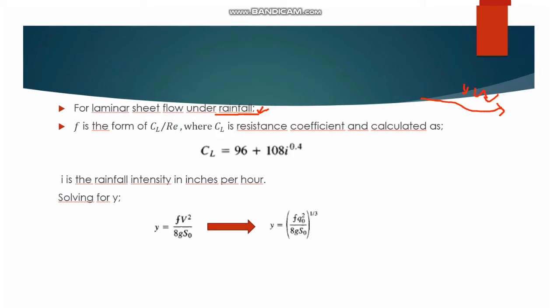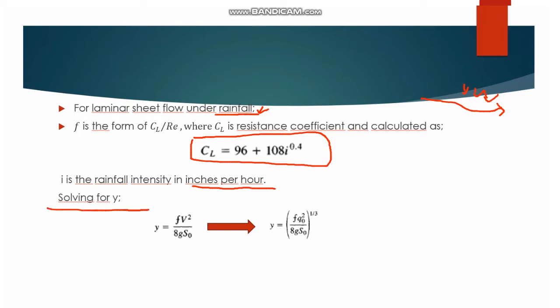CL over Reynolds number, where CL is the resistance coefficient, calculated with this empirical formula from experiments. CL is equal to 96.108 times the rainfall intensity to the power 0.4. So it increases the friction factor f. I is the rainfall intensity in inches per hour, and we need to take it into account.